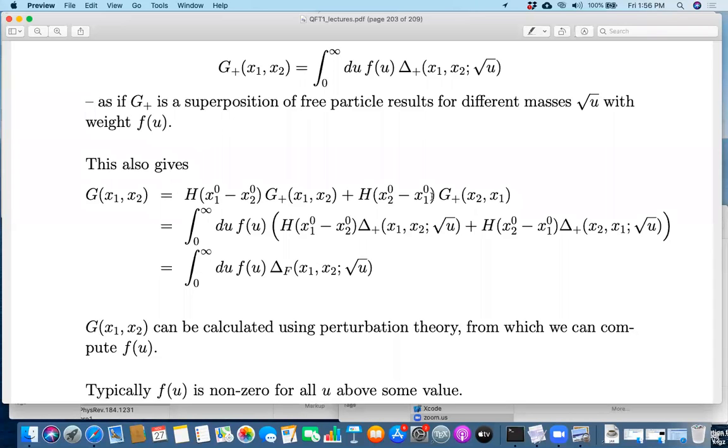Okay, so G is given by this. Now if you substitute the expression for G plus that is given here, it's straightforward algebra, and what we get is that G is given by the same superposition, integral du f of u of delta F of x1, x2, root u. Instead of delta plus you have delta F, and that's not a surprise because the relationship between delta plus and delta F is the same as that between G plus and G, because G is given by this and delta F is also given by a similar expression with G plus replaced by delta plus.